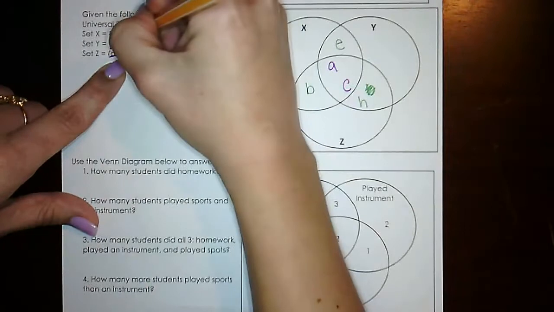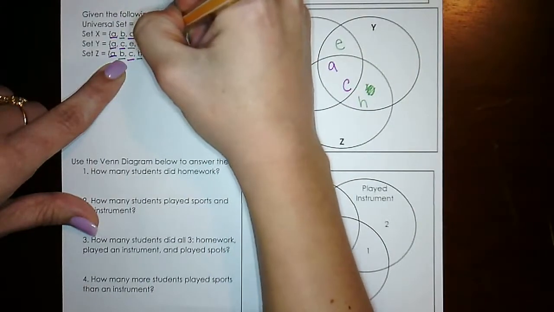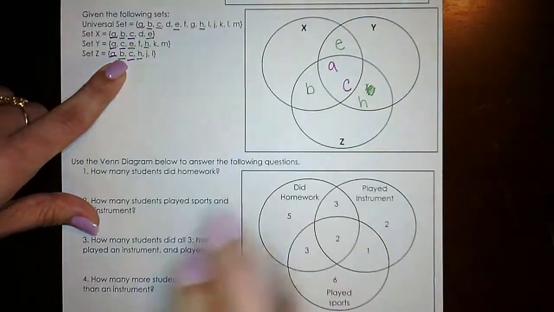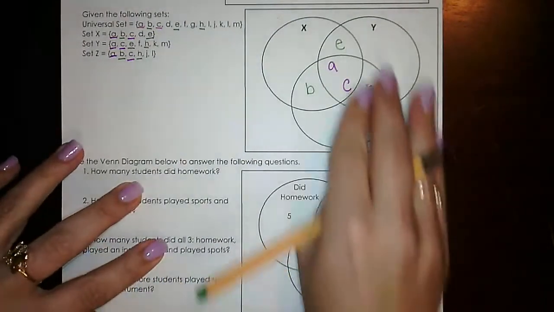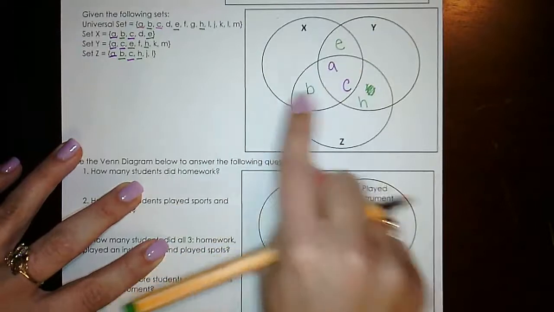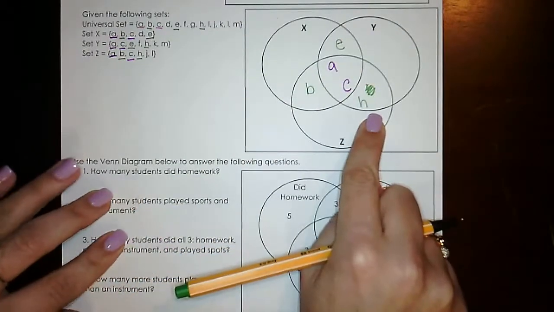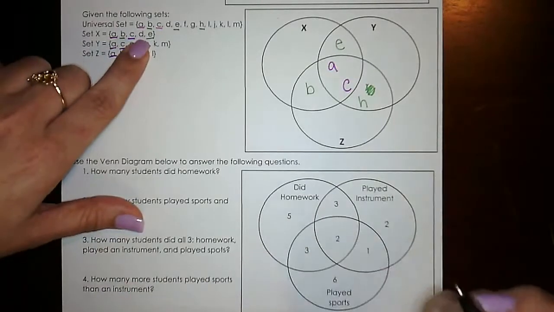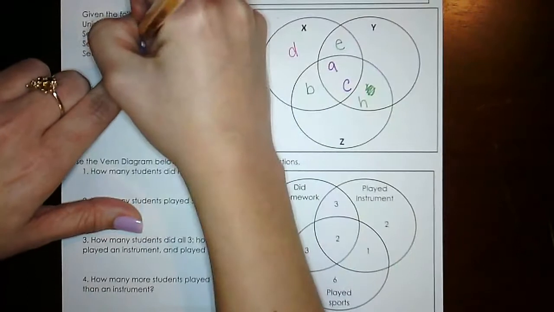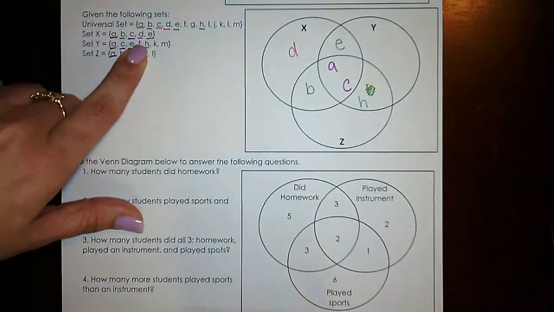So let's cross those out of the universal set. We had a B, E, and H. So we cross those out. We've written everything that's shared in all 3, and then each pair of circles. And now we write what's left in each one. So what's left in X, and it's just a D. Also, make sure you cross it out of the universal set.